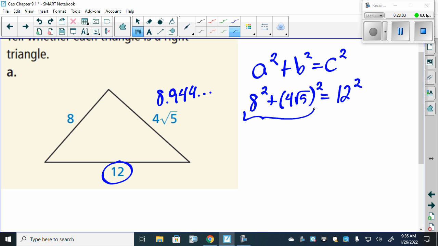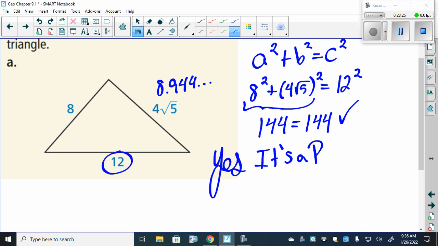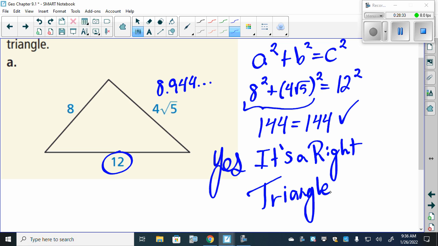It didn't like the parentheses inside the radical. So we get 144. Now 12 squared is 144. It's a right triangle, because a squared plus b squared did equal c squared.